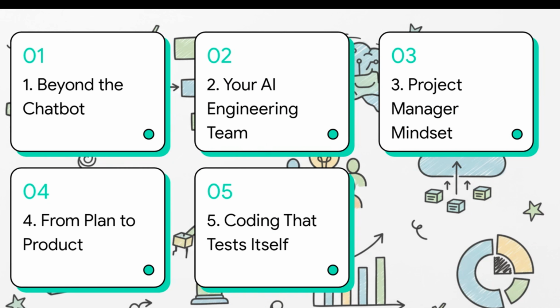So here's what we're going to cover in this explainer. First, we'll dive into why this is such a huge leap beyond a simple chatbot. Then we'll introduce you to your new AI engineering team and the kind of mindset you'll need to manage it. After that, we'll walk through a typical workflow from a basic idea to a finished product. And finally, we'll look at one of its most powerful features, code that literally tests itself.